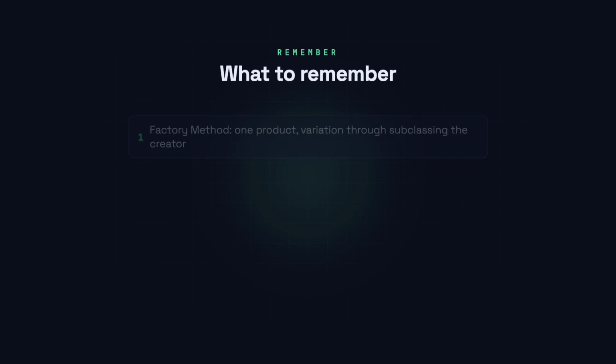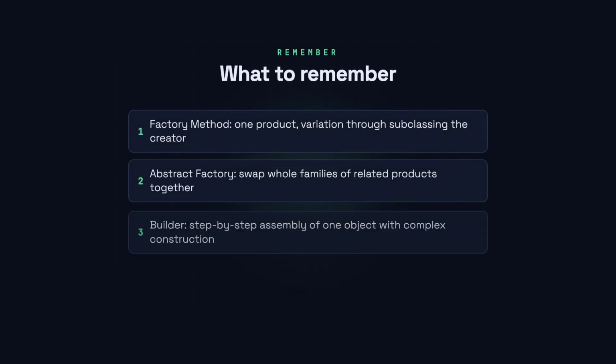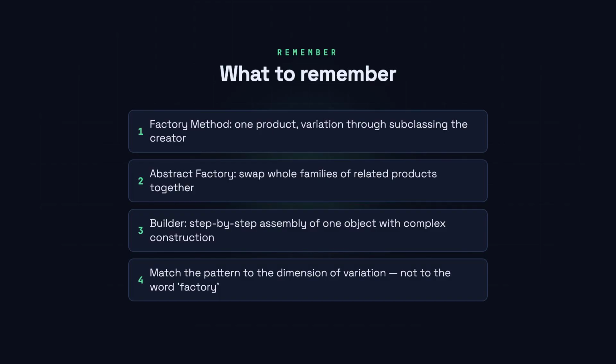The key insight is that each pattern targets a different axis of variation. Factory method handles which single product to make. Abstract factory handles which coordinated set of products to make together. Builder handles how to assemble one product in stages. When you feel the urge to reach for one of these, ask which axis is actually driving your design, and that question will point you to the right pattern every time.